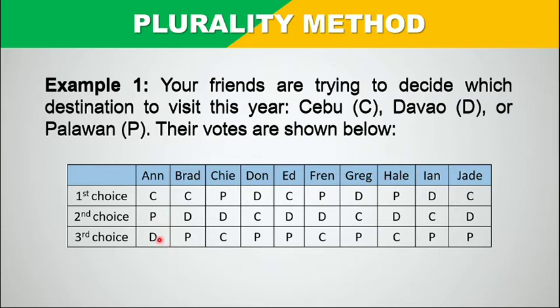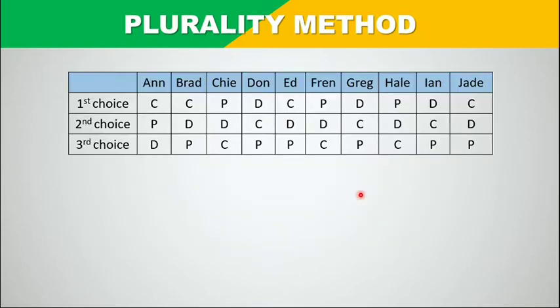Now for Brad, his first choice is also Cebu, but his second choice is Davao and his third choice is Palawan. For Chi, her first choice is Palawan, her second choice is Davao, and her third choice is Cebu. And so on and so forth. So these are the respective first choice, second choice, and third choice of your friends, presented in the table.